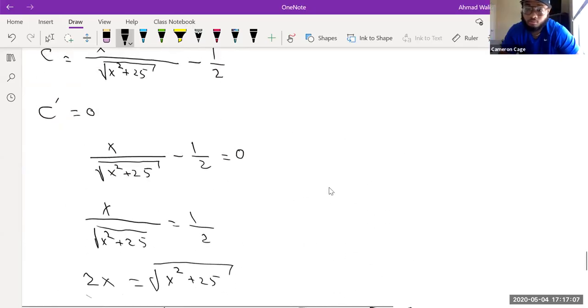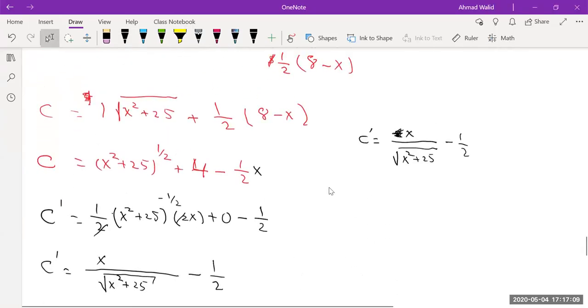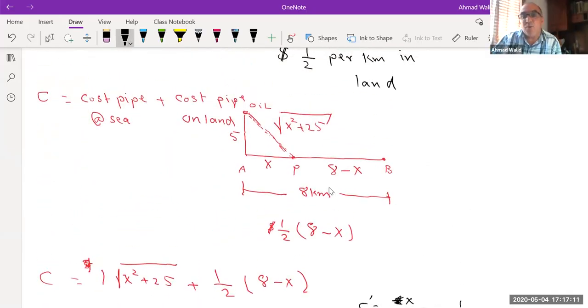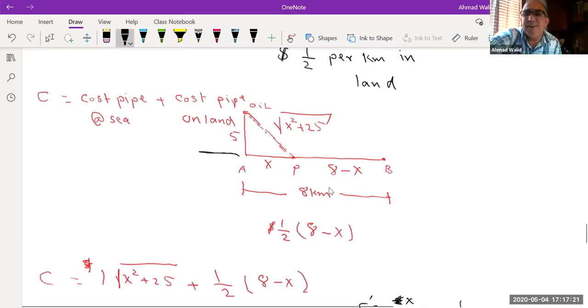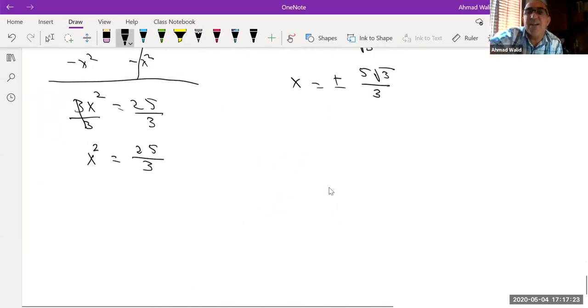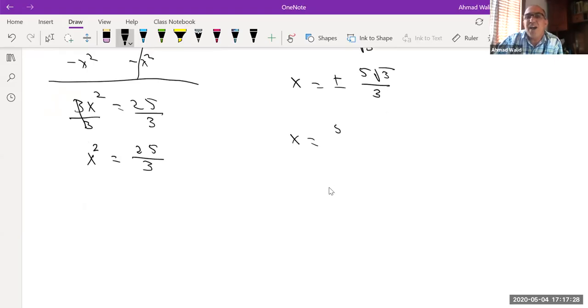Because we're running a pipeline, we can't run a negative distance. Yeah, that's the reason. Even if you use negative, it means you are going this way. Instead of coming to the point B, you have to go this way, right? More far. That's why we are not calculating the negative point. The only critical point here will be 5 radical 3 over 3. That's a critical point. Now, you need the endpoints also. What are your endpoints?